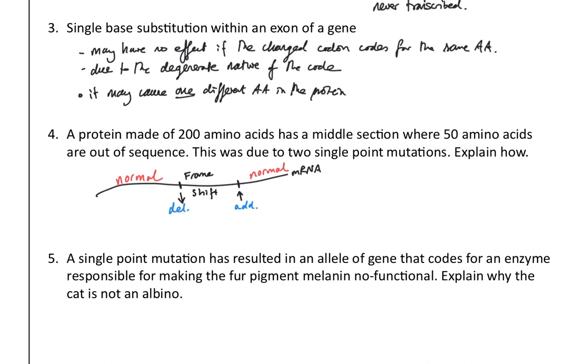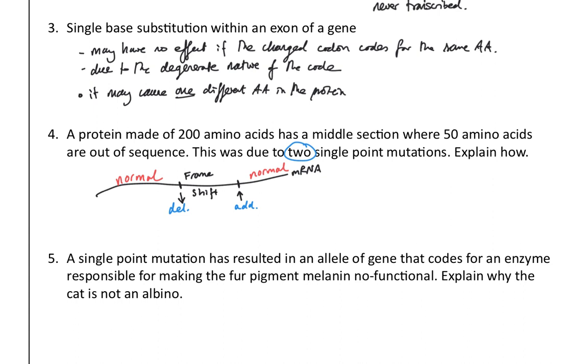If this was 3 single point mutations, then you'd have a deletion followed by a deletion followed by a deletion, and then you get a frame shift to the next deletion. You would continue the frame shift because you're still out of 3s, but once you've done the 1, 2, 3 deletions, then you're back to normal again.